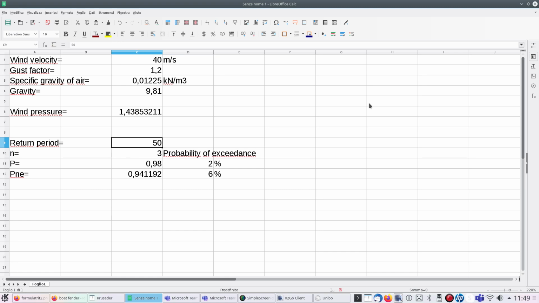Now, an interesting question. What if n is 50? So what if I consider a number of years which is equivalent to the return period? Okay, good. I get a probability of exceedance of 64%, which means that during a time span equivalent to the return period, your probability of getting that wave height is 64%.